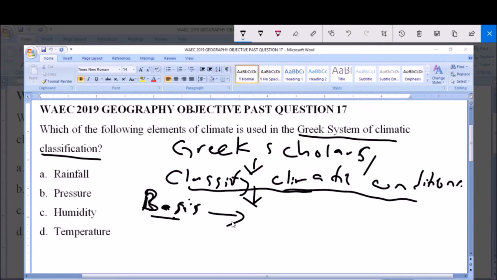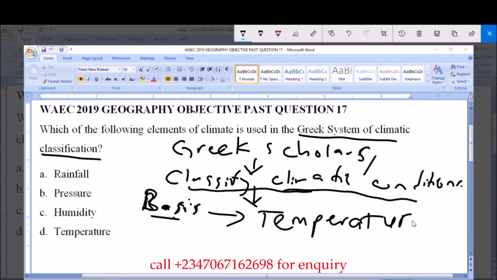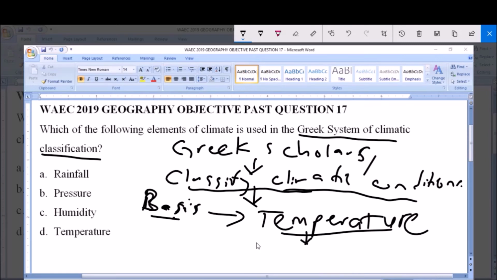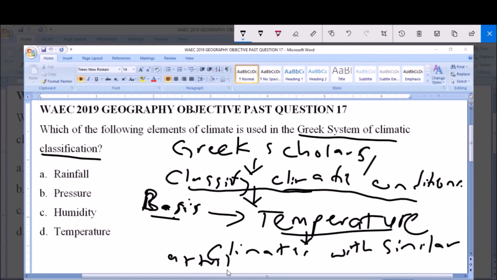Now, the system they developed was that they made use of temperature. So temperature was the element of climate that the Greeks used to classify climatic conditions, and they did this by bringing together climate with similar attributes based on temperature. So temperature was the basis they used in their classification, and temperature is option D, which is the answer to this question.